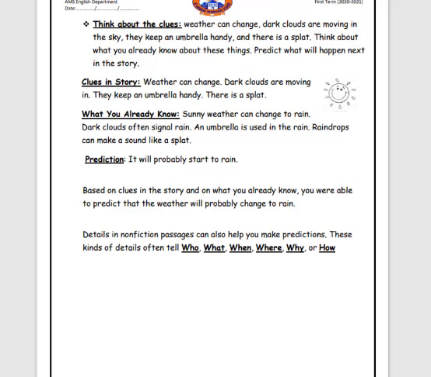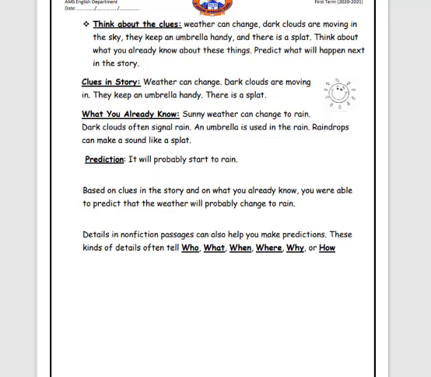Think about the clues. Weather can change. Dark clouds are moving in the sky. They keep an umbrella handy, and there is a splat. Think about what you already know about these things. Predict what will happen next in the story.